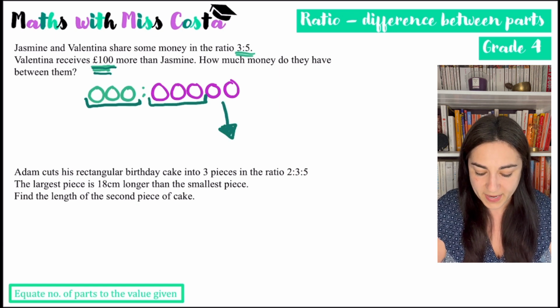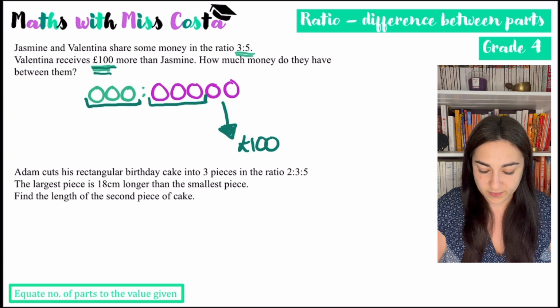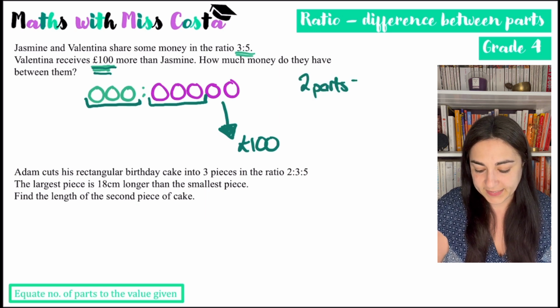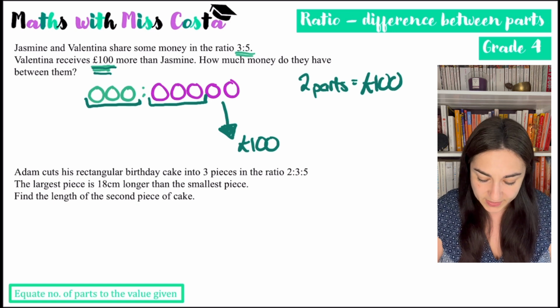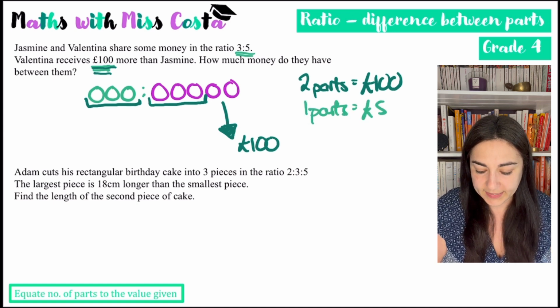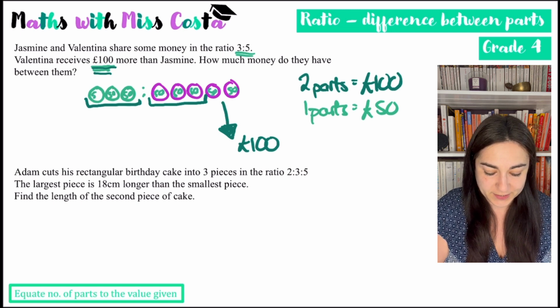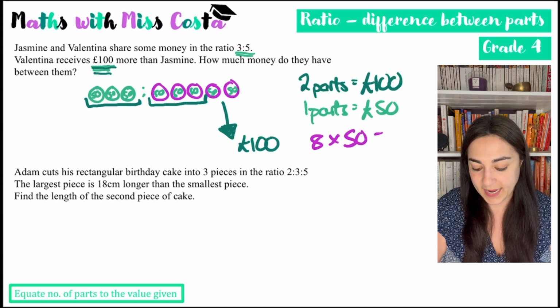And I know that the remainder, which is 2 parts, is worth £100. So if I split that, I know that 2 parts must equal £100 because that's how much more Valentina has than Jasmine. So each part must be worth £50. So if I know that each part is £50, I could either colour it in and make it look pretty like this, or you could just do the really quick, efficient way. You know there are 8 parts in total, so you do 8 times 50, which is going to be 400.